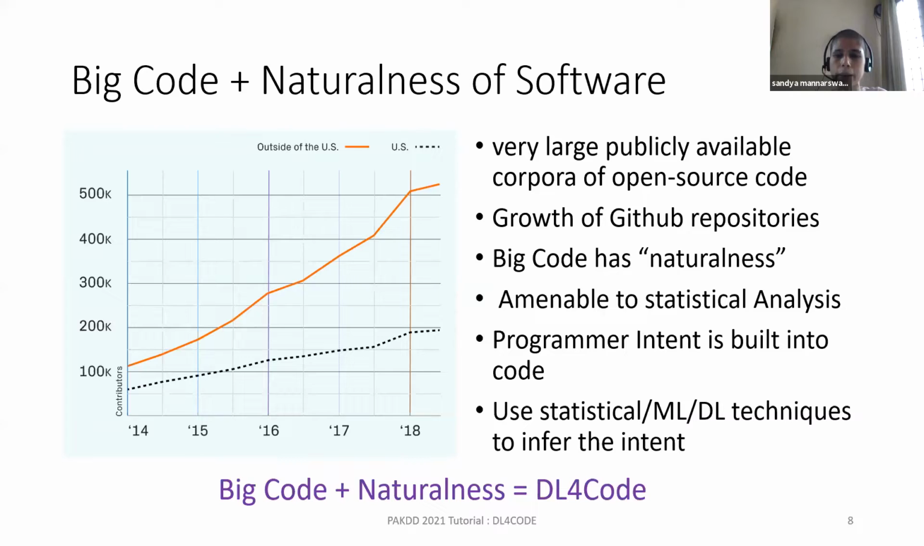We have large amounts of publicly available code, and it's possible to use this big code, the so-called big code similar to big data, to build deep learning based models for programming language code or intermediate code. That brings us to the topic of our tutorial. The fact that big code exists, and that programming language source code and intermediate code also exhibit naturalness, allows us to come forth with DL4Code, where we can examine applying deep learning techniques to code also.